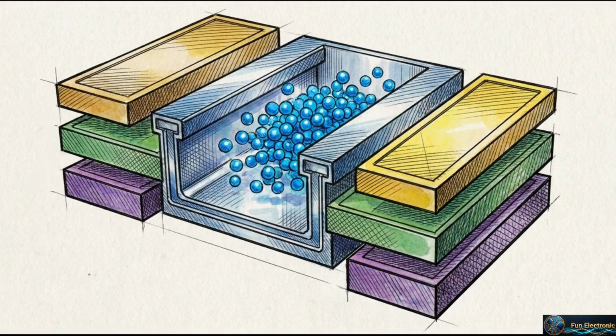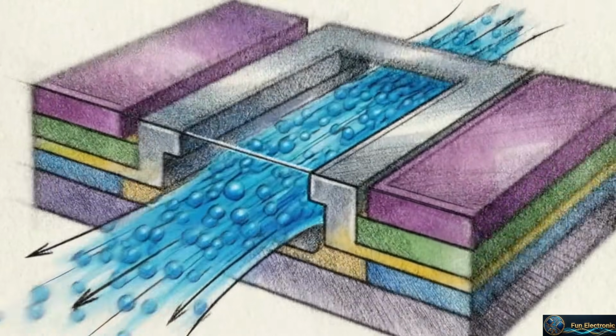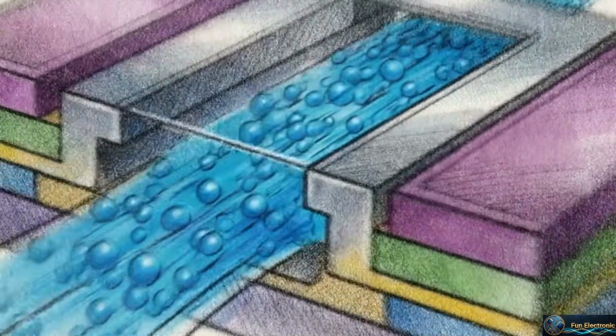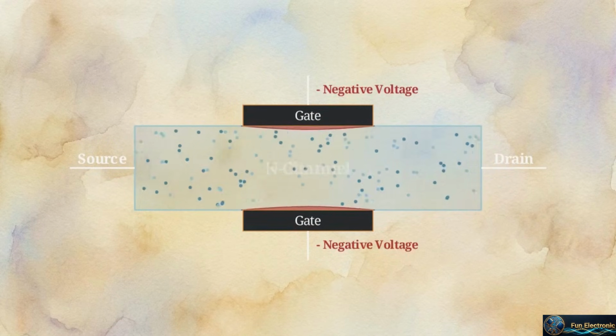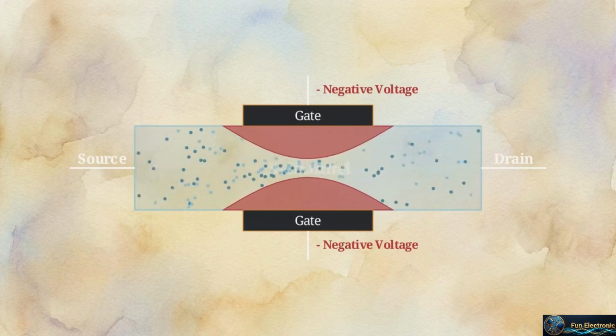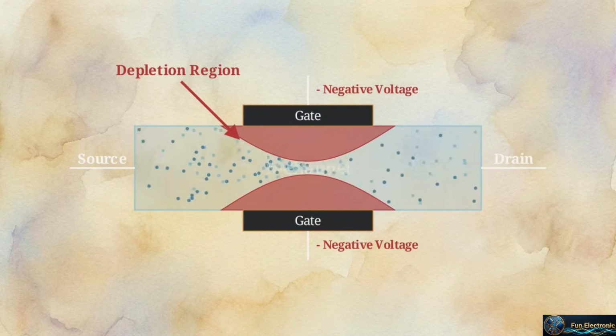When the gate is left alone, with no voltage applied, the electrons are free to rush from the source to the drain, without anything standing in their way. But when we apply a negative voltage to the gate, an invisible barrier grows inward, physically narrowing the path. This expanding boundary, called the depletion region, acts as a force field that chokes off the channel.